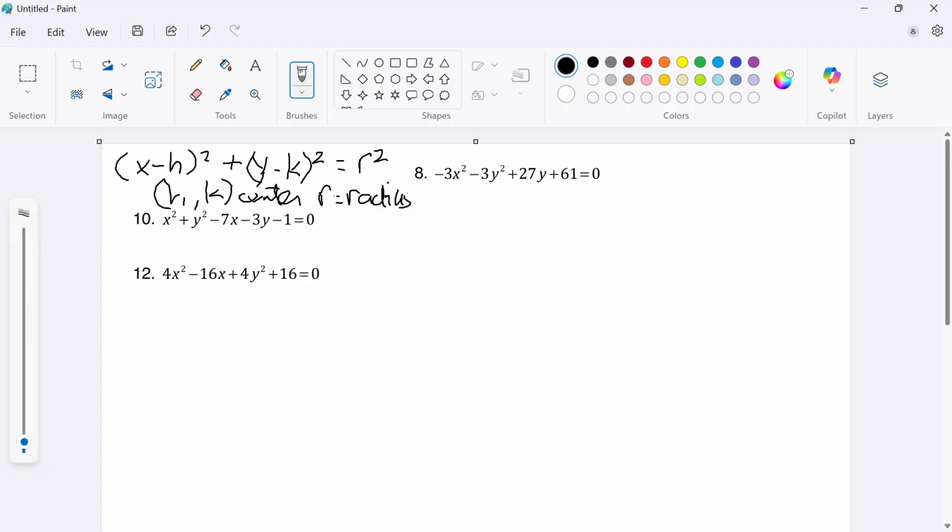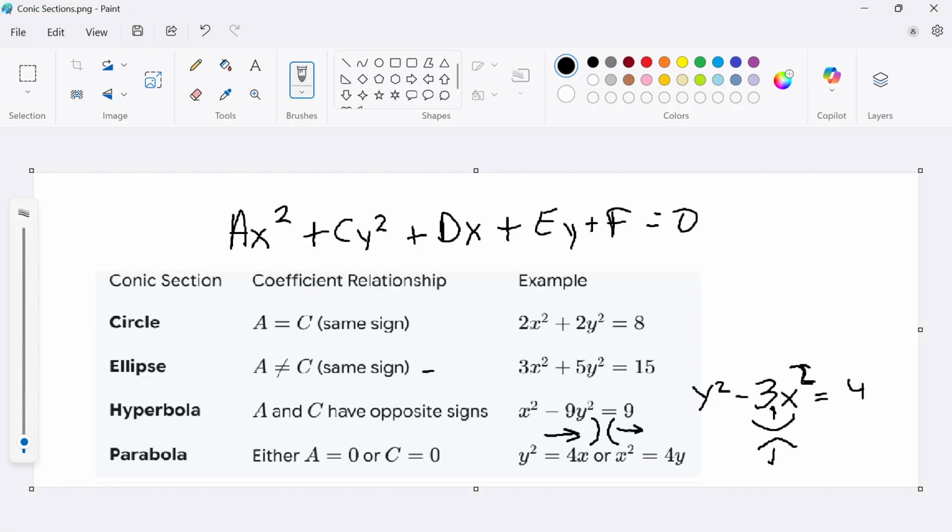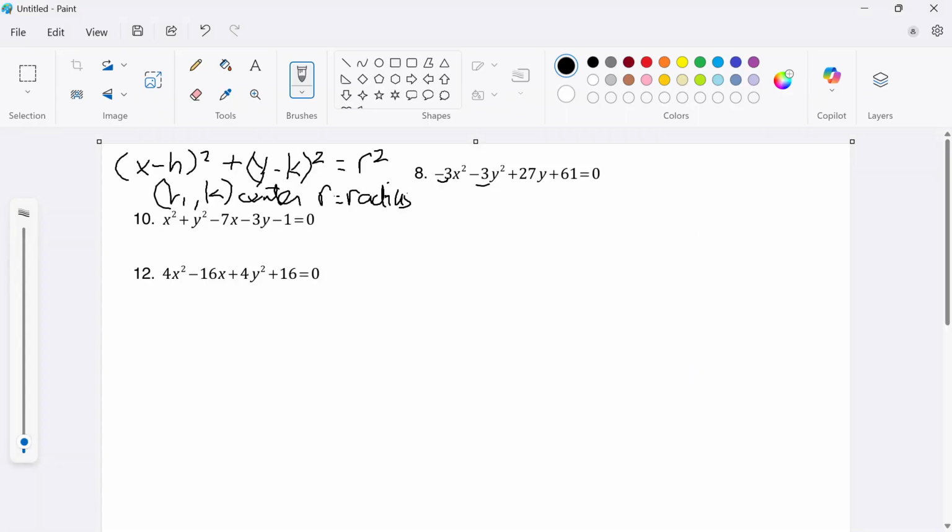Okay. Now, notice, -3, -3. The number in front of x squared and the number in front of y squared, same number, same sign. They're both negative. And so I'm going to look at this little chart. When I have an equation like this, and a equals c, and they're the same sign, well, -3 equals -3, then it is a circle. So I know this is a circle. Since they're the same, I'm just going to divide everything by -3 to make this simpler.